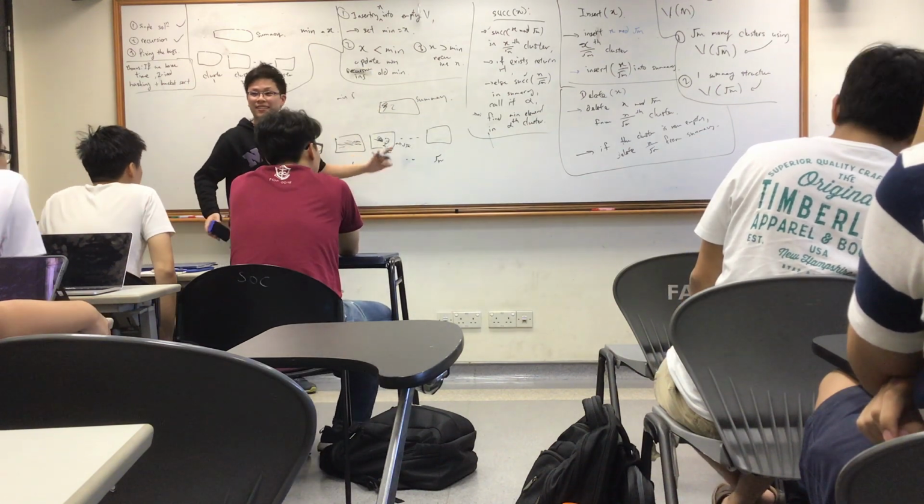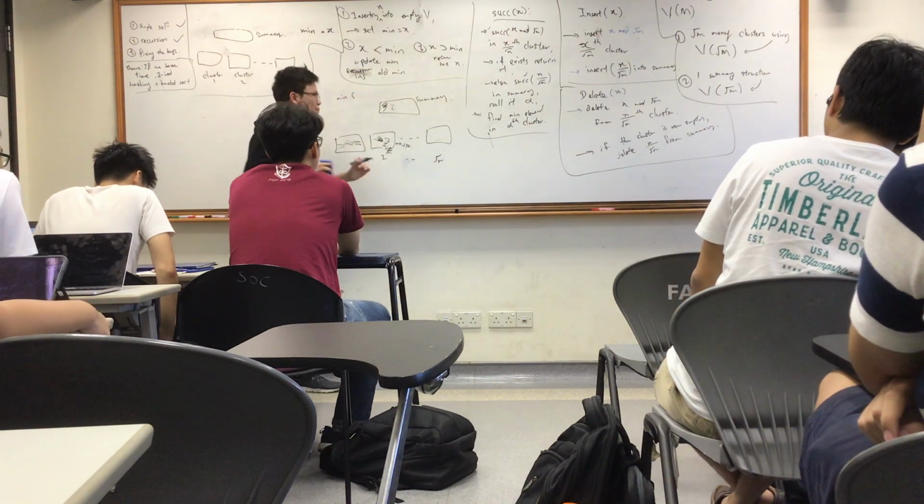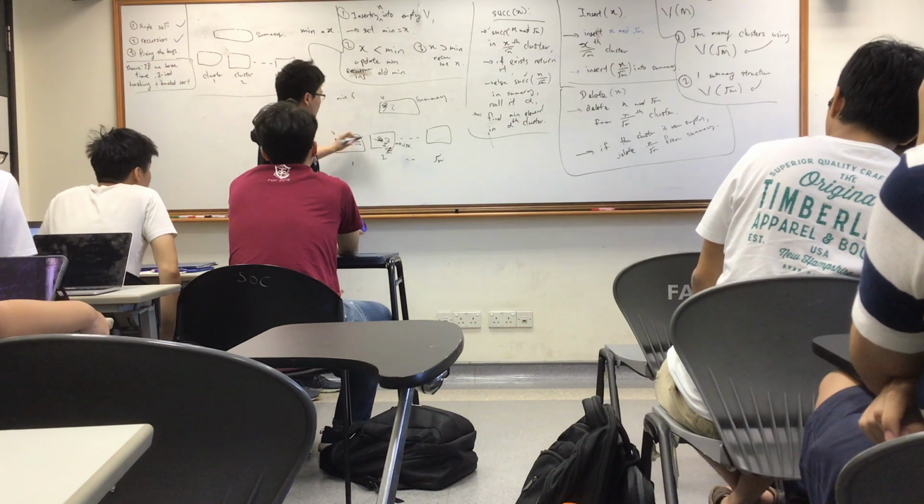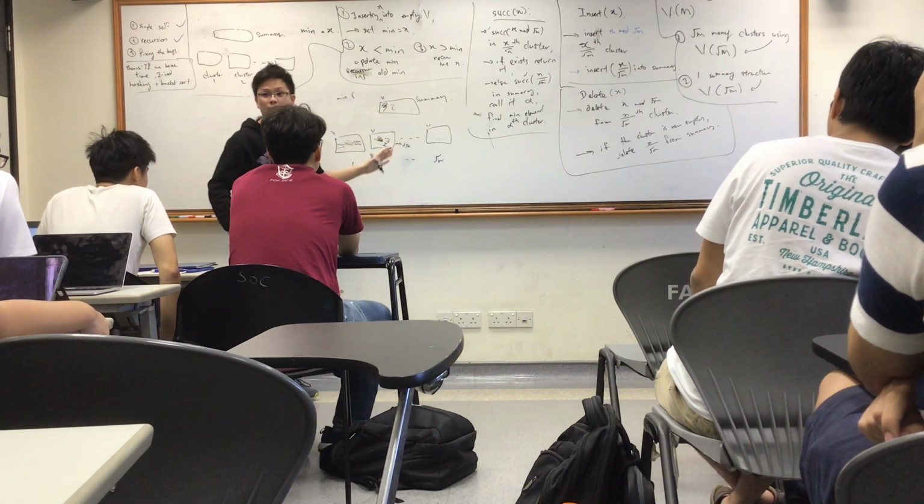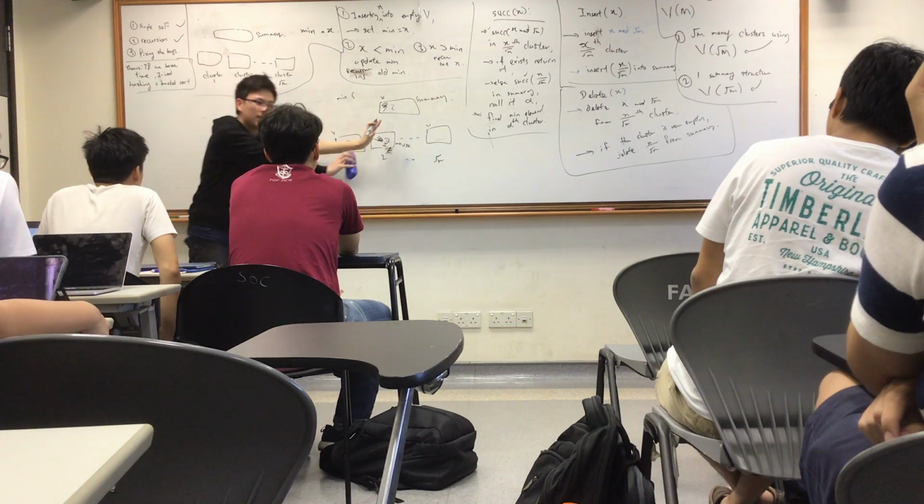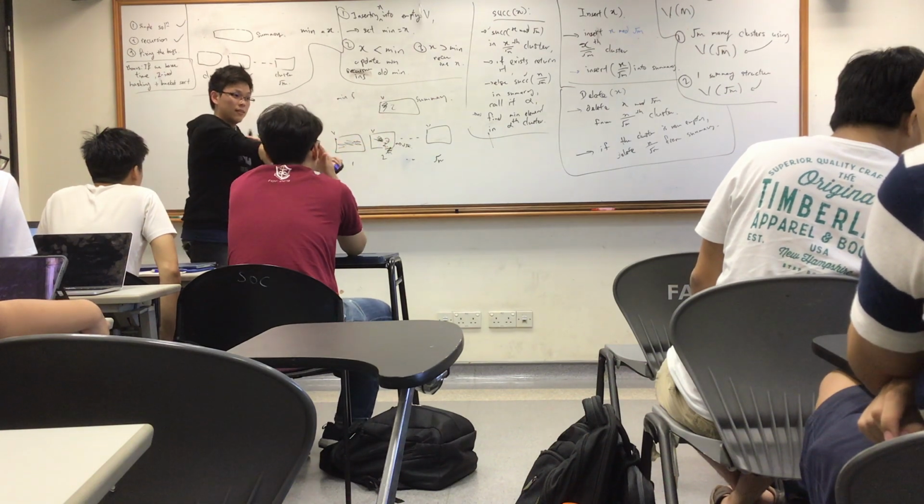Okay, that's the idea, right? Again, I cannot emphasize enough: this guy is his own VB tree. This guy is his own VB tree. They're all their own VB trees. They have their own minimums. They have their own sets to deal with. Make sense?